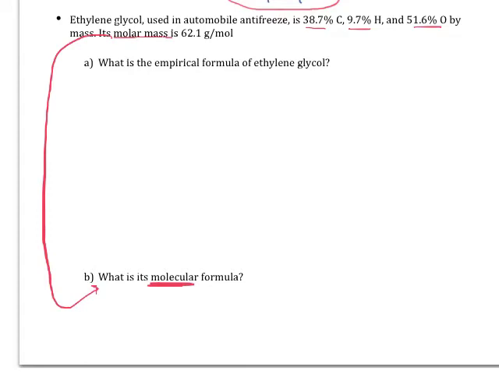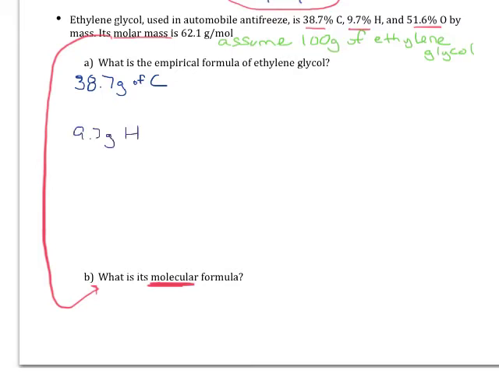In this case, what we do is we assume we have 100 grams of our substance, so in this case ethylene glycol, because if we assume 100 grams, 38.7% of 100 grams is 38.7 grams. So we know if we assume 100 grams of the whole substance, 38.7 of those grams must be carbon. Do the same assumption, that means that 9.7 of those grams must be hydrogen, and 51.6 of those grams must be oxygen.